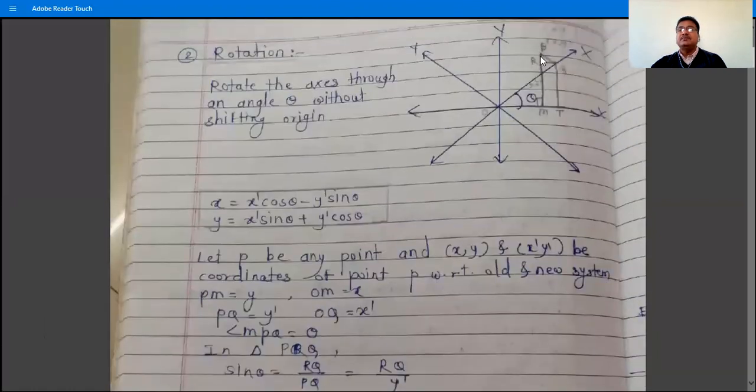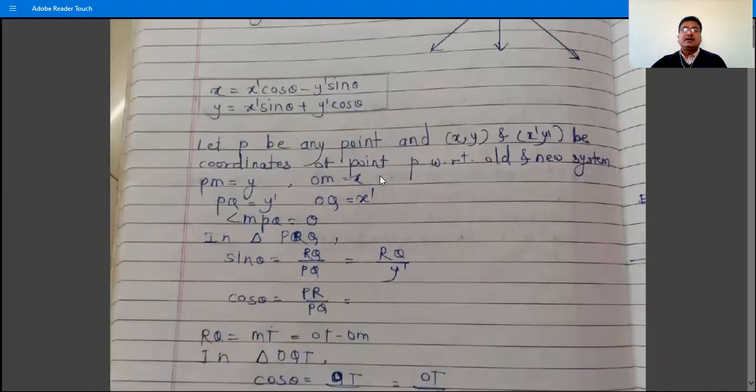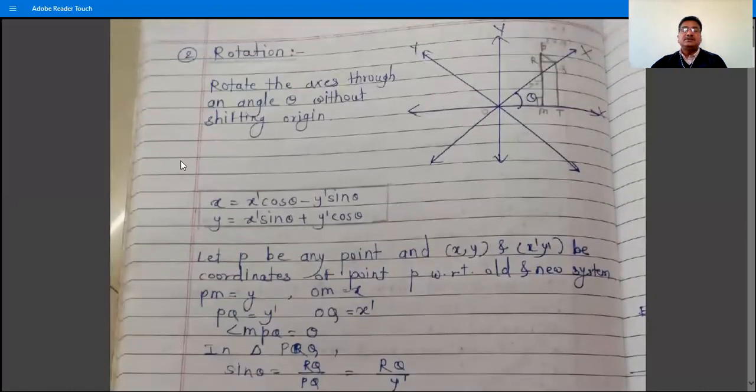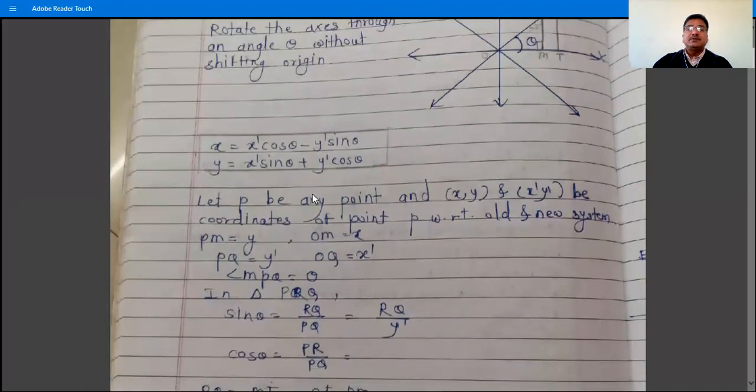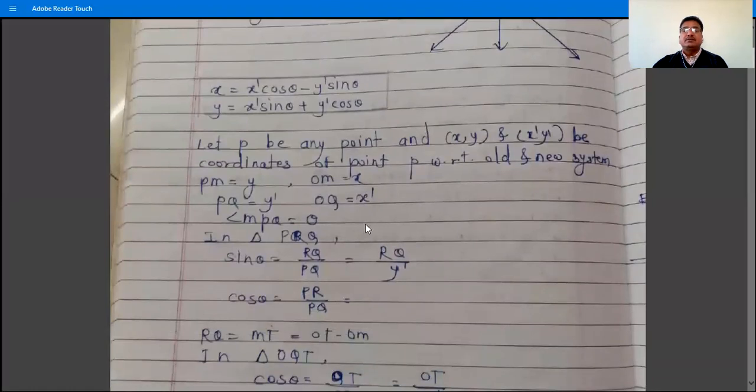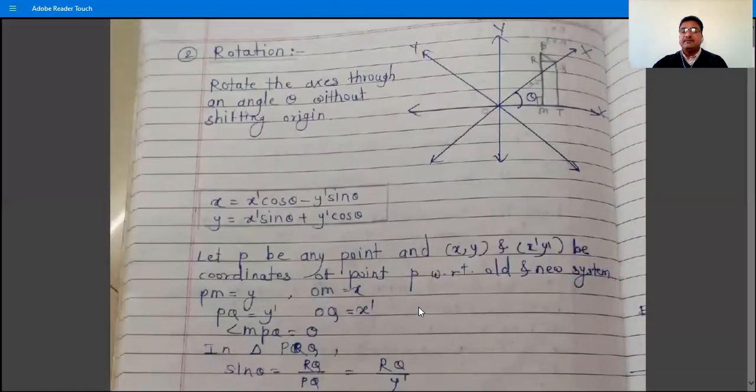So if you observe the figure, draw the perpendicular from point P on the x axis and draw the perpendicular from point P on the x dash axis. Here is x dash, this is the y dash axis, and we have to find these formulas: x is equal to x dash cos theta minus y dash sin theta, and y is equal to x dash sin theta plus y dash cos theta. So these are the transformation equations if the axes are rotated through an angle theta. This proof is important as far as the exam is concerned, so we will see the proof of these two formulae in the next lecture.